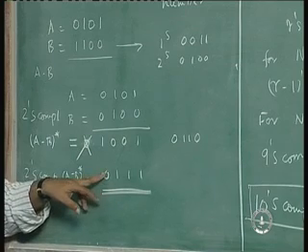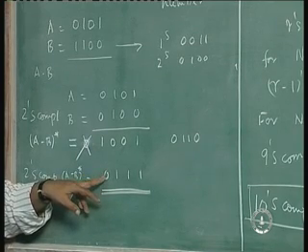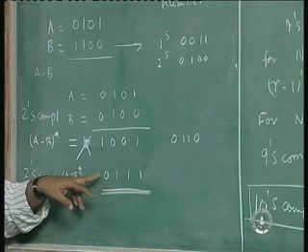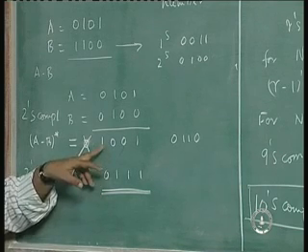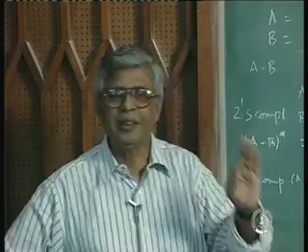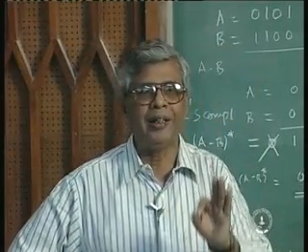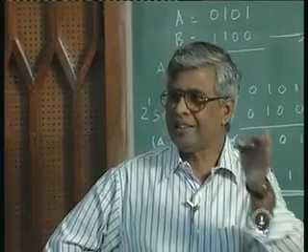But this is 0, but I know the number is negative, so I cannot have a 0 here when the number is negative. The answer is minus 7. When the answer is minus 7, I cannot have a 0 here, I have 1 here. So negative numbers are represented in computers by 2's complement whose MSB is 1.